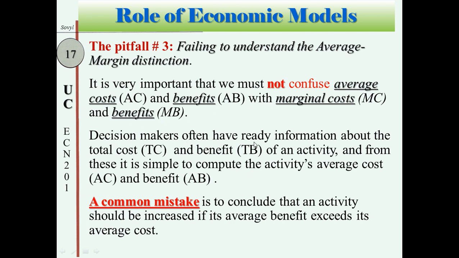Decision makers often have readily available information about total cost, total benefit, and total revenue of one action. From this, it is important to compute the activity's average cost and average benefit. How to compute? Average cost is total cost divided by total Q. But marginal cost is the change in total cost divided by the change in total Q. This is different. A common mistake.